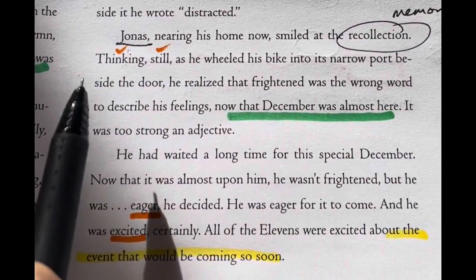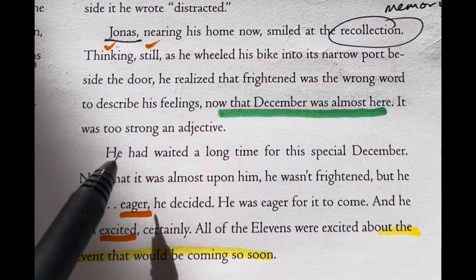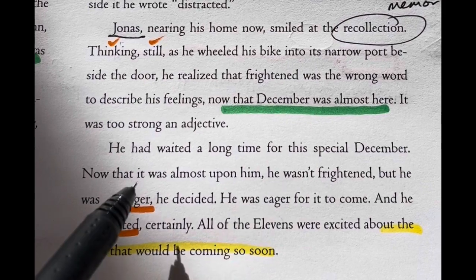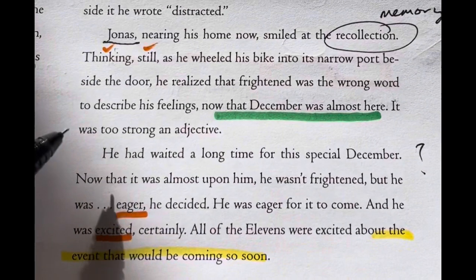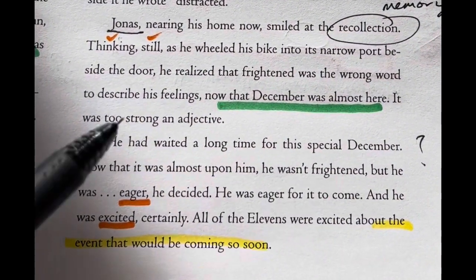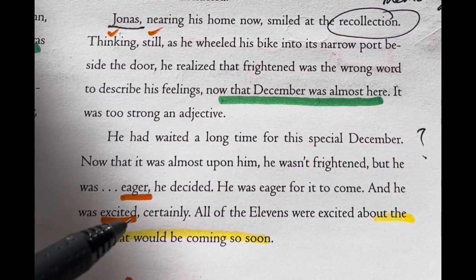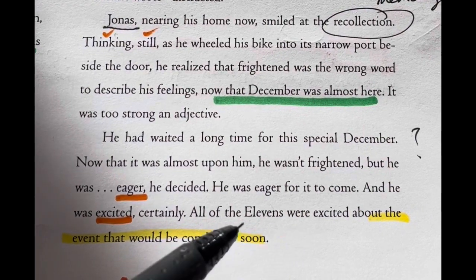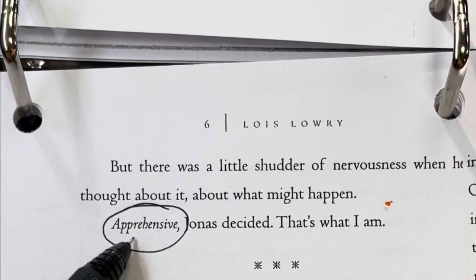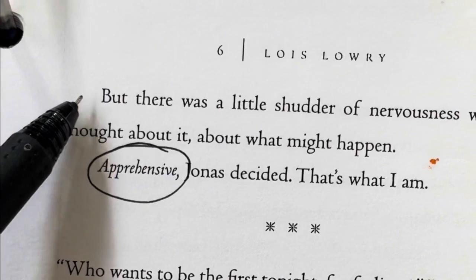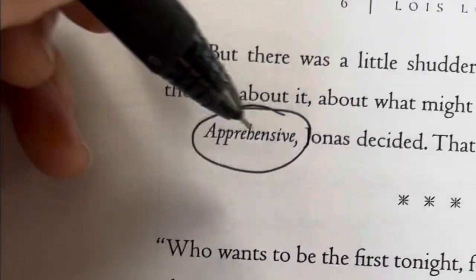He wheeled his bike into its narrow port beside the door. He realized that frightened was the wrong word to describe his feelings now that December was almost here. It was too strong an adjective. He had waited a long time for this special December. Now that it was almost upon him, he wasn't frightened, but he was eager, he decided. He was eager for it to come. And he was excited, certainly. All of the 11s were excited about the event that would be coming so soon. But there was a little shudder of nervousness when he thought about what would happen, about what might happen. Apprehensive, Jonas decided. That's what I am.